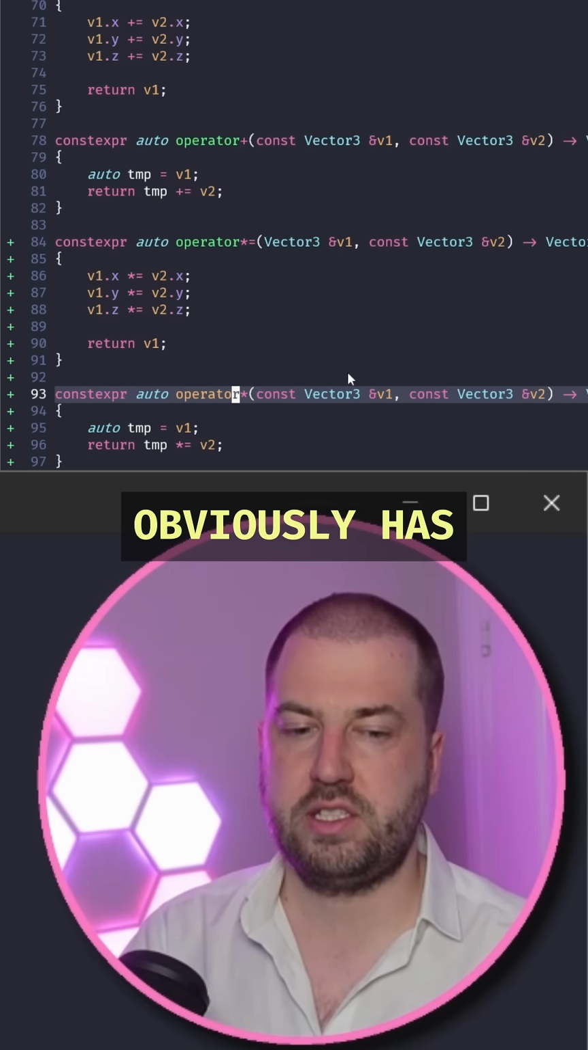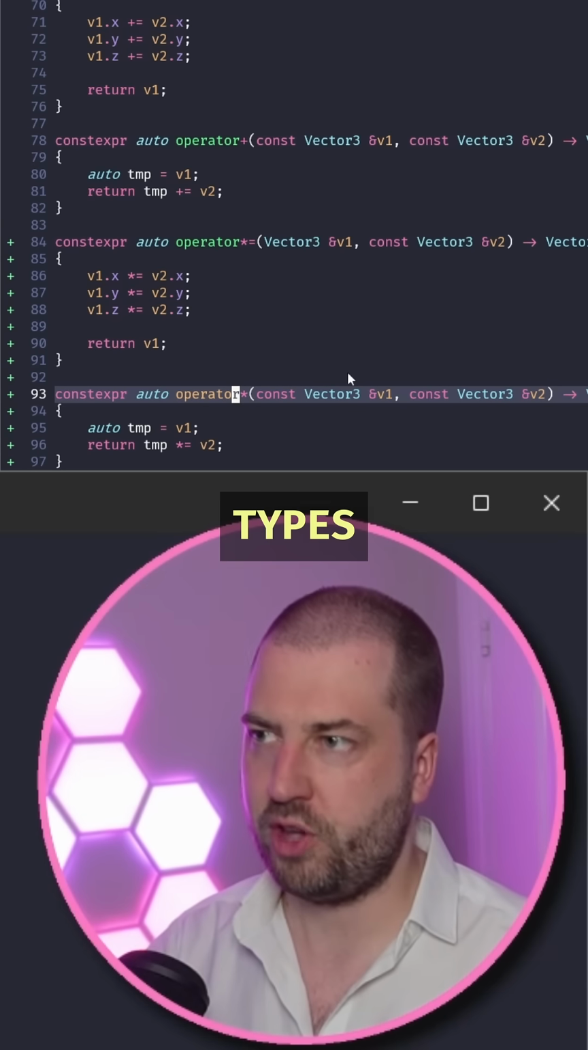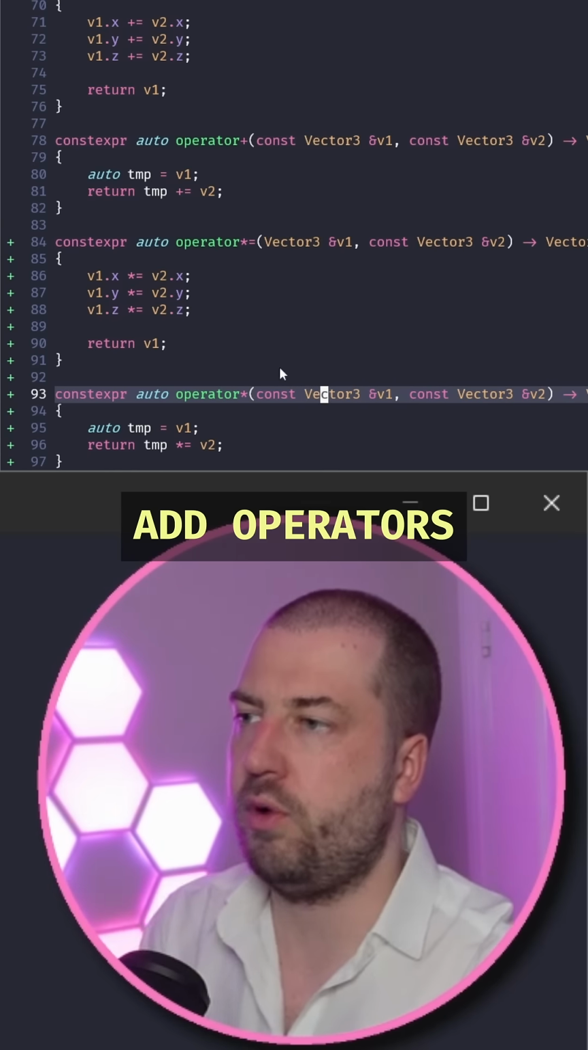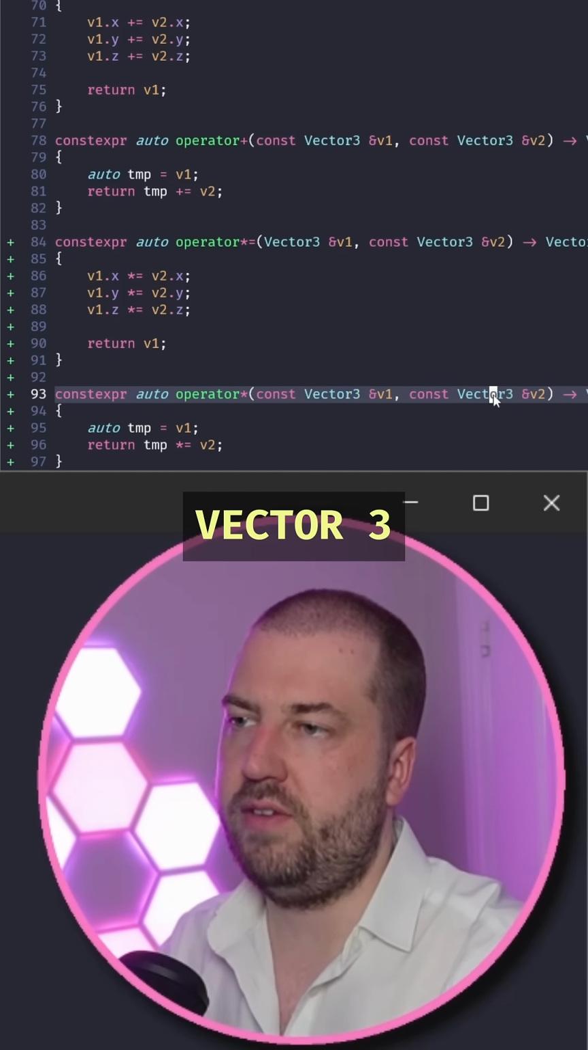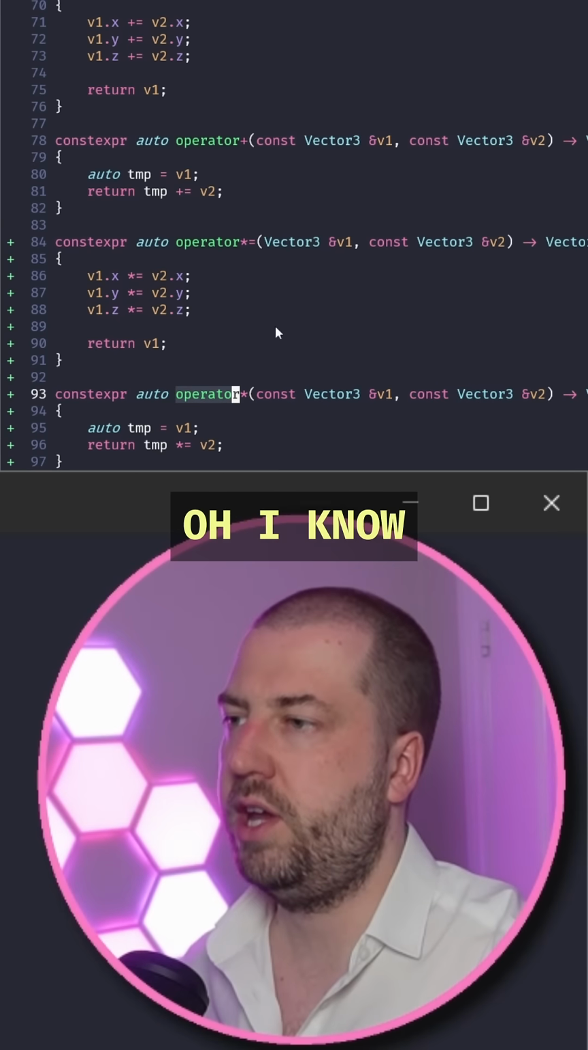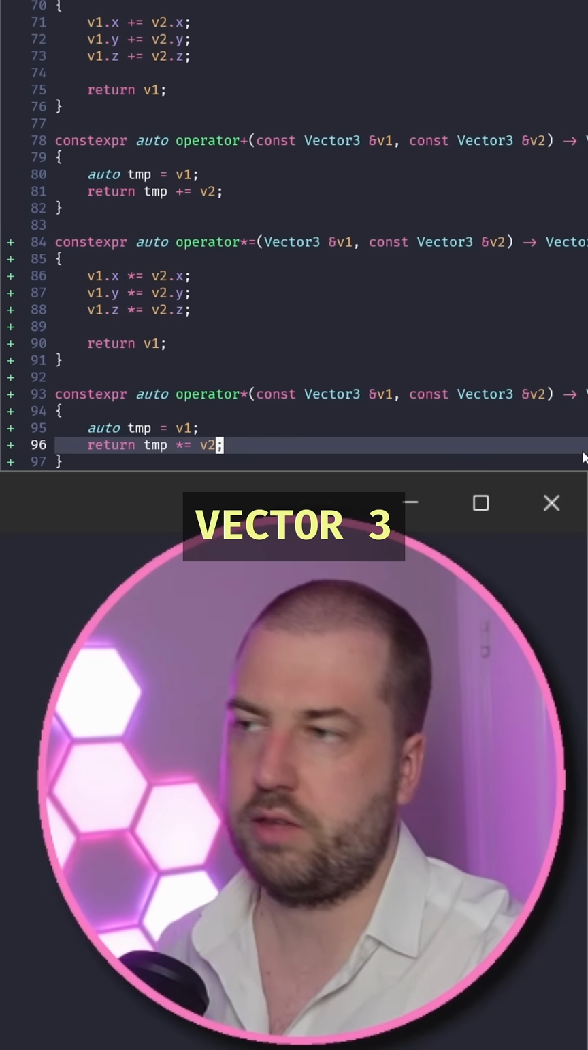The language obviously has built-in rules for numerical types. Like, that's just what it knows. But you can add operators for custom types. So when the compiler sees, oh, I've multiplied a vector 3 by a vector 3, it will find this and say, oh, I know how to do it. I'll call this function. I'll return a new vector 3.